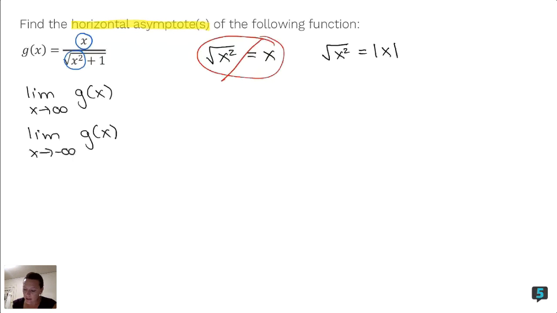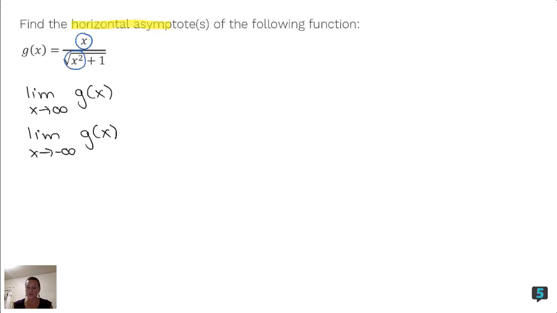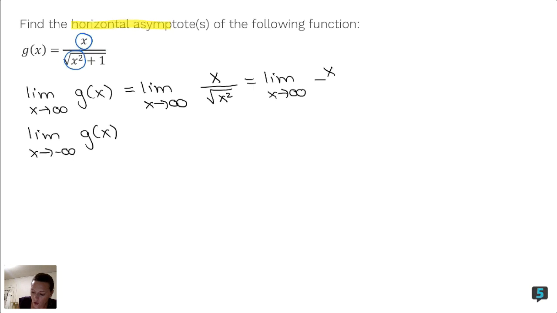I need to take the limit as x approaches infinity of g of x. And because I'm approaching infinity, I'm worried about that term that's growing the fastest on the top and the bottom. So I'm going to be looking at the limit as x approaches infinity of x over the square root of x squared. But we just had that side conversation that this is really the limit as x approaches infinity of x over the absolute value of x, okay?